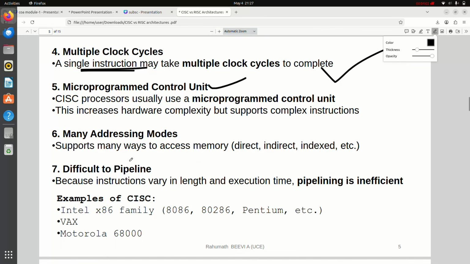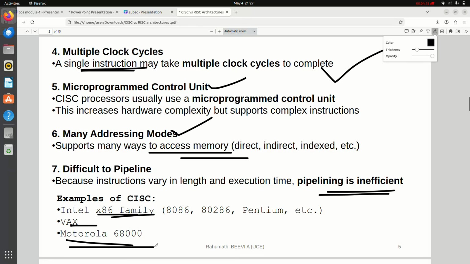Many addressing modes means it supports many ways to access: there can be direct, indirect, and indexed ways. So many addressing modes are possible. And pipelining is inefficient here; it is very difficult to pipeline. Intel x86 family, VAX and Motorola 68000 are examples of CISC.